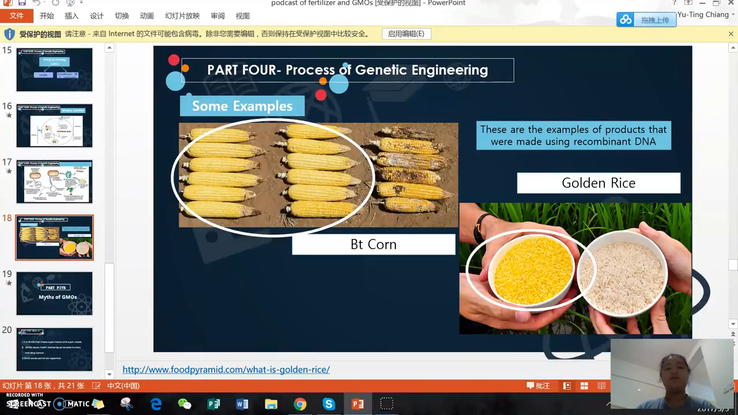So these are some examples where genetic engineering has been used. First of all, BT corn.